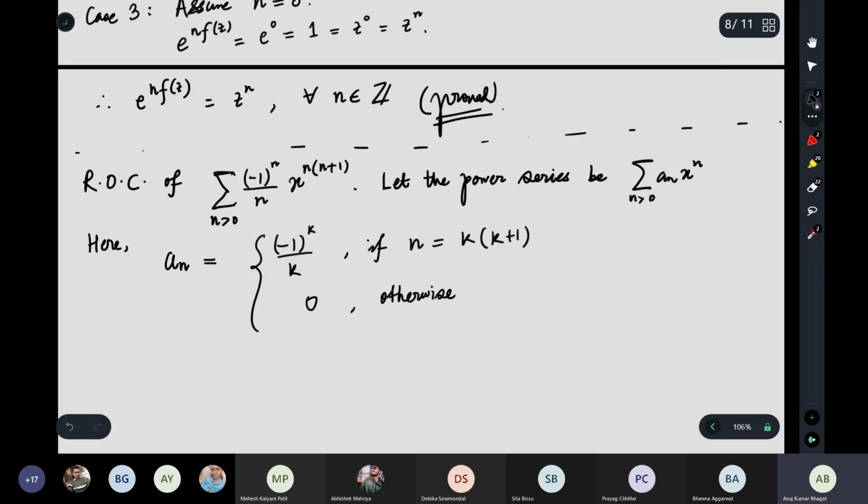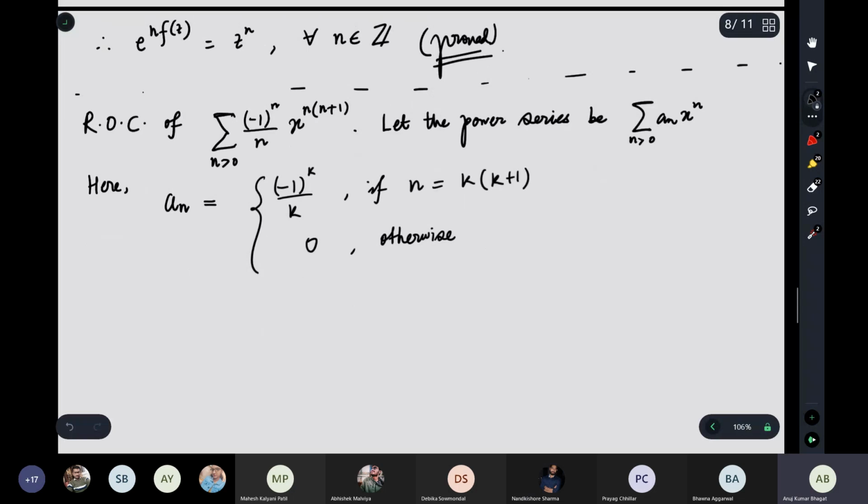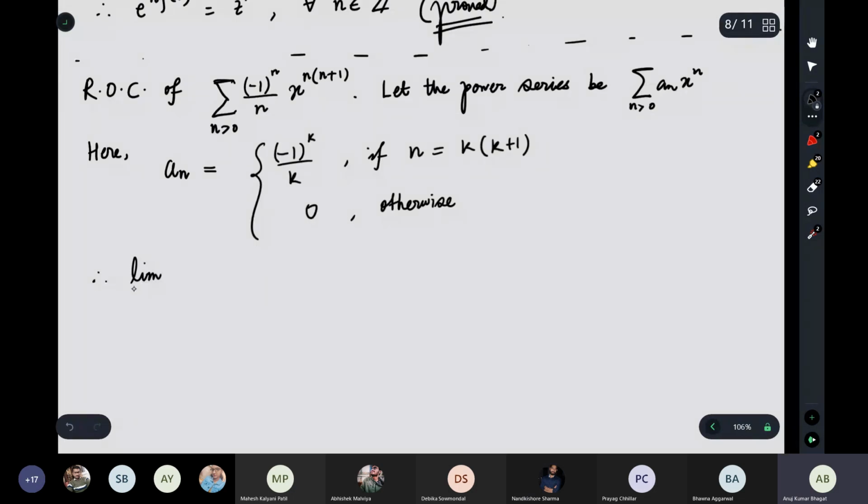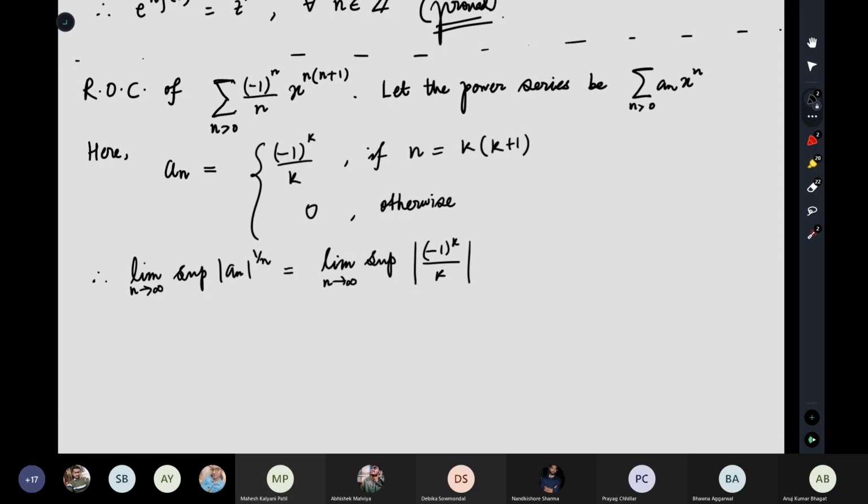Is this line clear? Right. So therefore, to find the radius of convergence, you have to take this into consideration. So lim sup modulus an whole to the power 1 by n. Because the other terms are 0, they will not contribute anything to the supremum. The supremum will definitely come from the remaining terms only. Let me change the limit here. As n tends to infinity, k will also tend to infinity, whole to the power 1 by k plus 1.